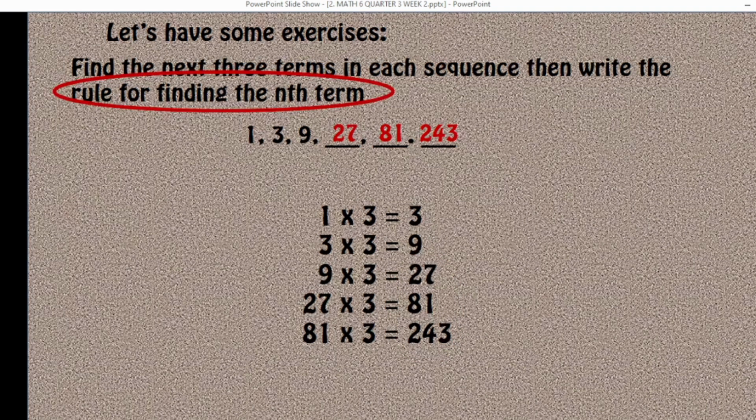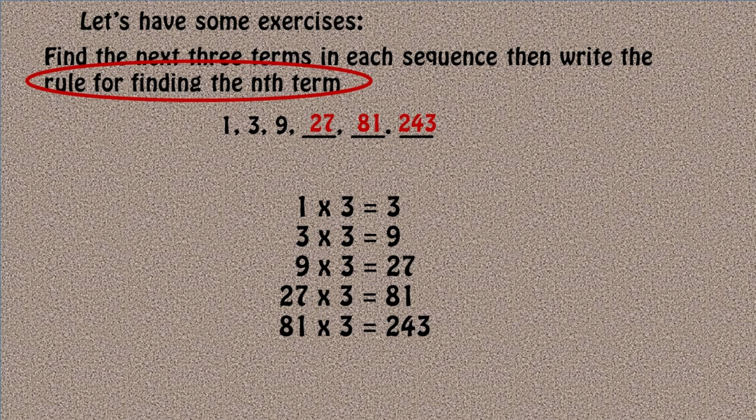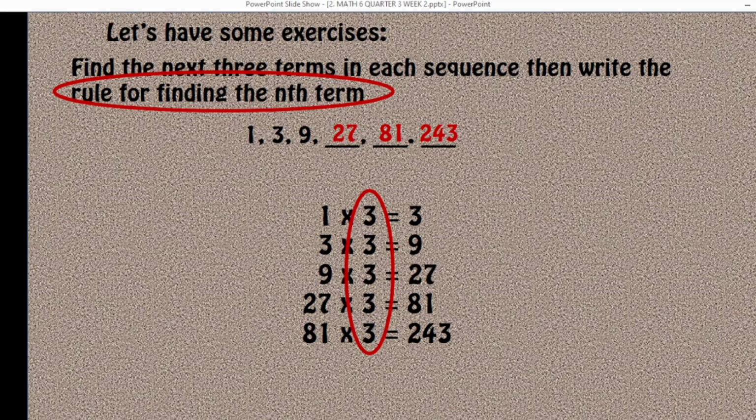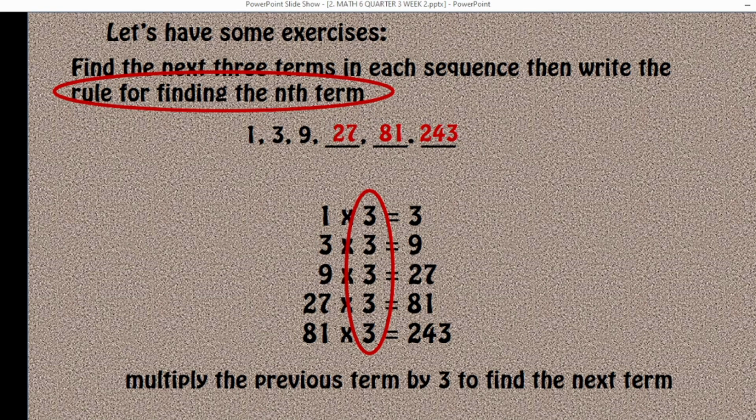Now, write the rule for finding the end term. Ano ba ang ginamit ninyo para makuha ninyo ang sagot mga bata? Sige nga, isulat ninyo. Ang tamang sagot ay multiply the previous term by 3 to find the next term. Good job, children! Alam ko na ganyan din ang inyong isinagot.